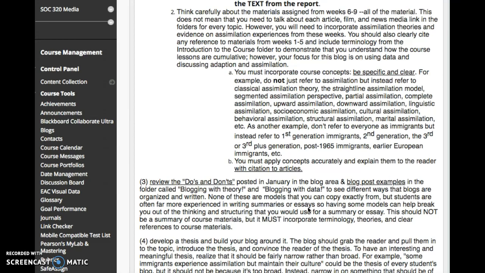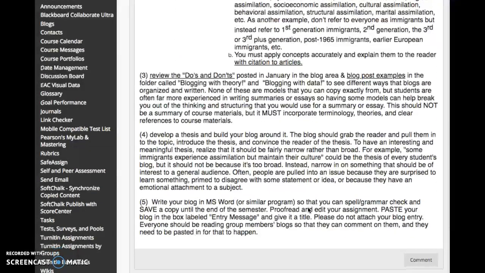I don't want to just hear you talking about immigrants and calling everyone immigrants, right? We're a nation of immigrants. Still, a lot of the population is very far removed from that immigrant experience, as you would understand from the readings on the third and the third plus generation, how things have happened with earlier European immigrants. So make sure that you're being clear, make sure that you're being specific, and make sure that you're being accurate in how you use those course concepts.